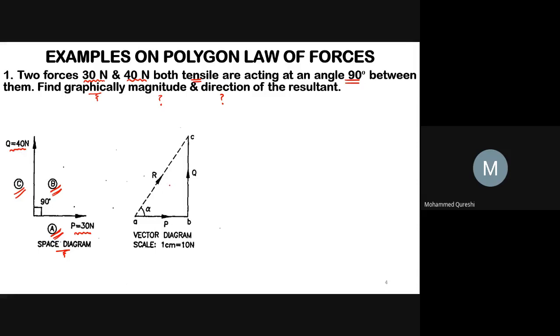Now we will go for vector diagram. As we have studied earlier, we have to first select a suitable point A. Suppose your point A is to the right side of the space diagram. Now, from point A, draw a line AB parallel to force P equals 30 Newton to some suitable scale. Here, I am taking the scale as 1 centimeter equals 10 Newton, as we have to solve this example by graphical method. So this will be approximately 3 centimeter. You have to put your scale, and from this point to this point you have to consider 3 centimeter.